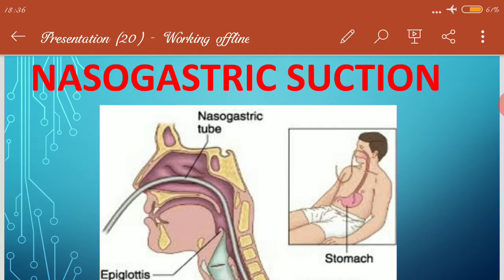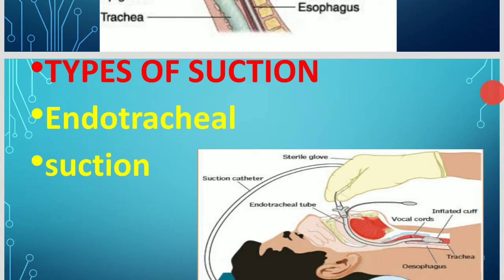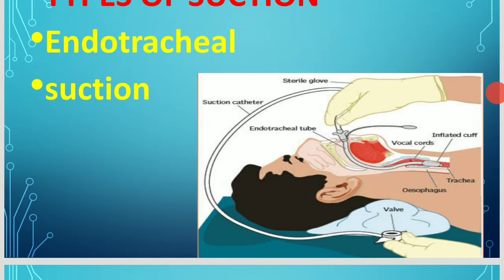Next is the purpose of oral suctioning: to maintain the patient's airway and improve oxygenation by removing mucus secretion and foreign material. Then next are the types of suction. First is endotracheal suction.